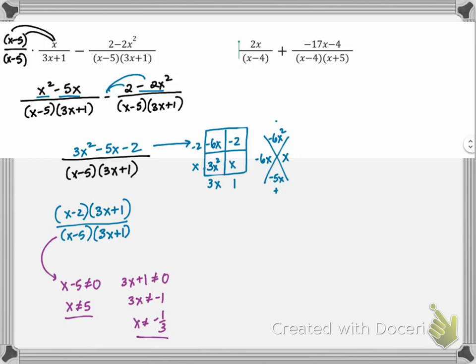And now you can look for a giant 1 and cancel that out. We can get rid of that 3x plus 1 on the top and the bottom, so this thing simplifies to x minus 2 over x minus 5.